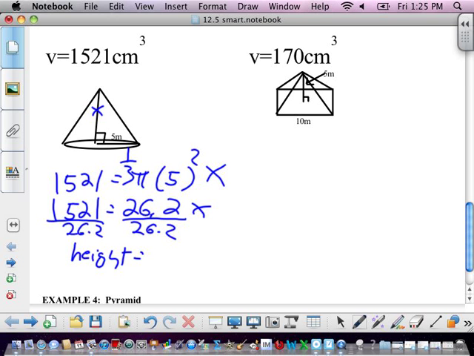58 what? Shouldn't we have to convert those units? Oh, yes, we should have. Would it be cubed? It's not, because it's a height. It's cubed when you find the volume. When you find the length of something, you don't cube it. All right, let's do example 4, and then we're done, guys.